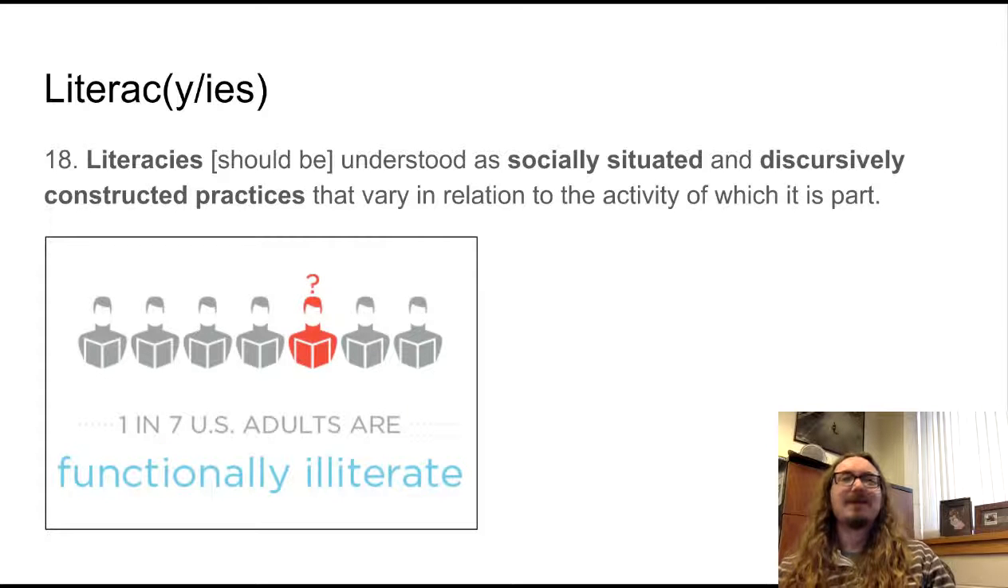So I got this little picture here that I found on Google. One of these simplistic notions, memes, if you will. 1 in 7 U.S. adults are functionally illiterate. That sounds like a crisis, right? But it's actually kind of a simplistic thing. What is their definition of functionally illiterate? What are they talking about there? This meme is suggesting that we can all agree on what it means to be literate, which is definitely not true, right? It varies depending, as this quote says, on your social situation.